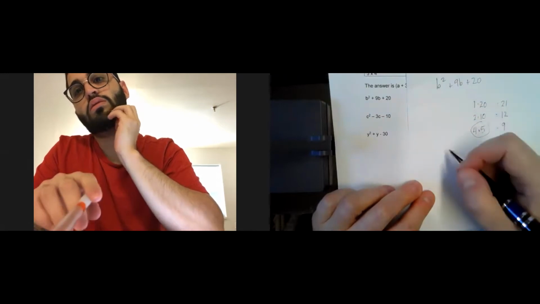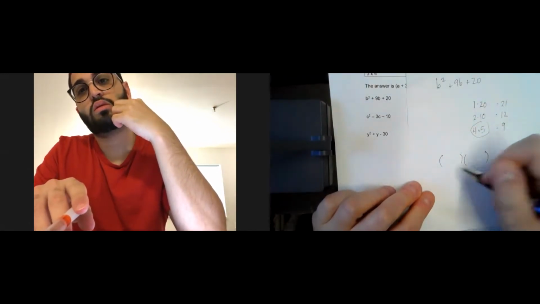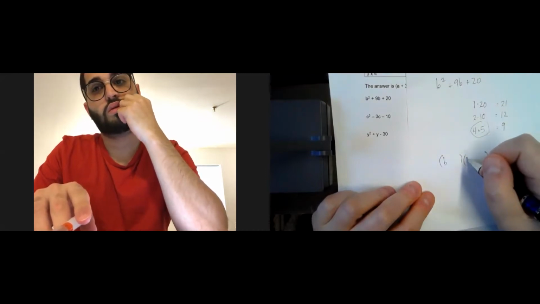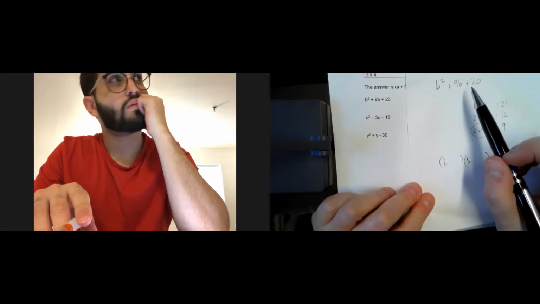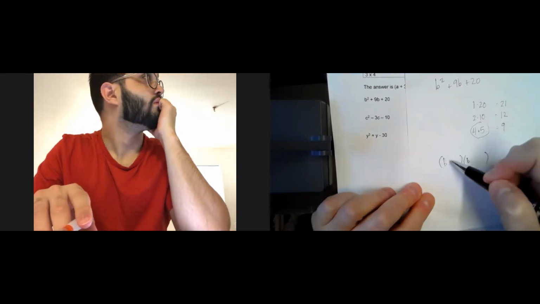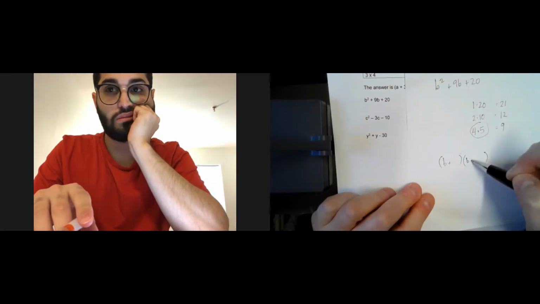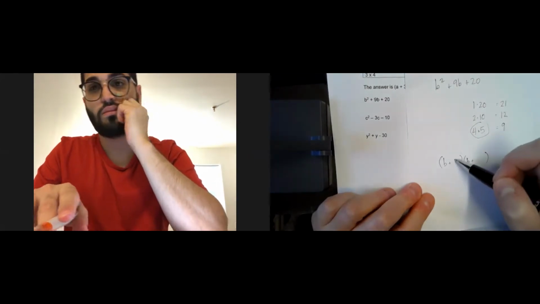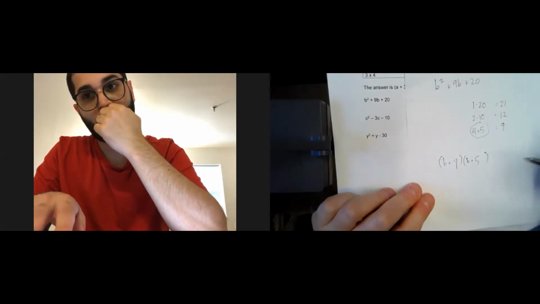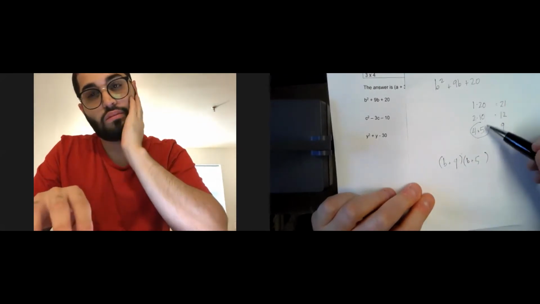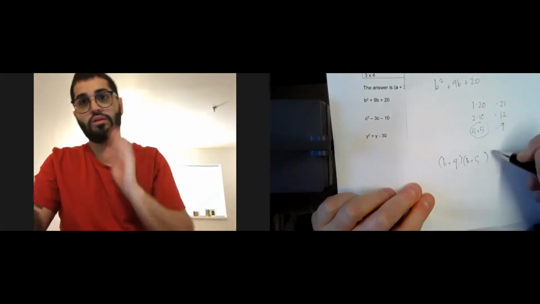And b squared, we know that b squared is going to break down to b times b. We like this one because it's positive. We don't have to worry about a negative sign. So plus 4 and 5. And it was that easy because we did this. And then we could turn around and do the FOIL.